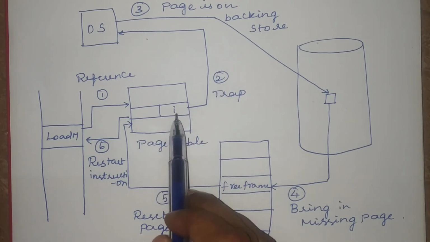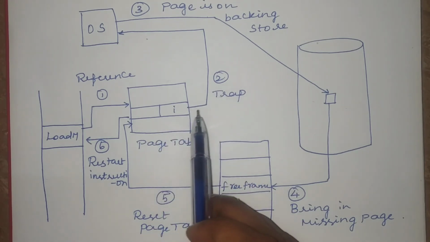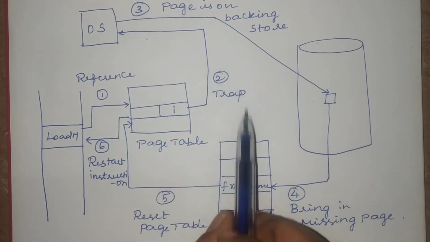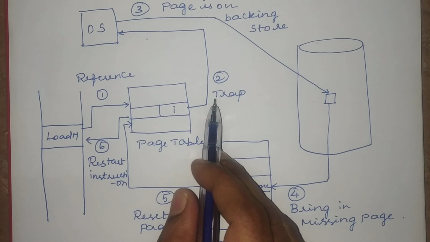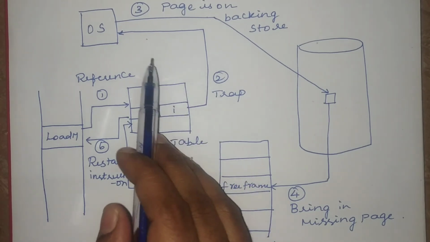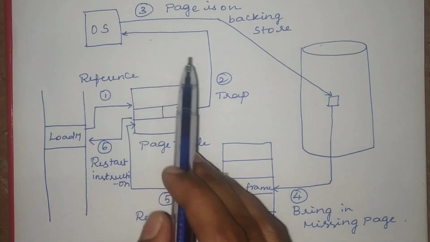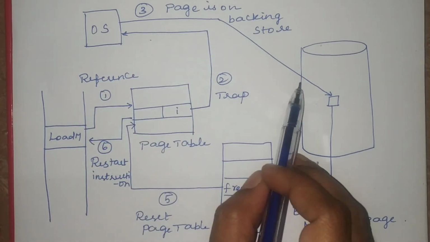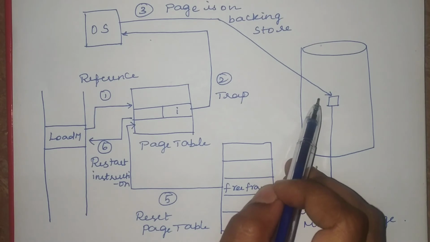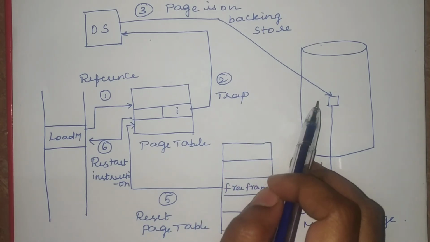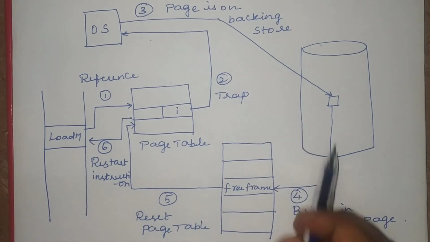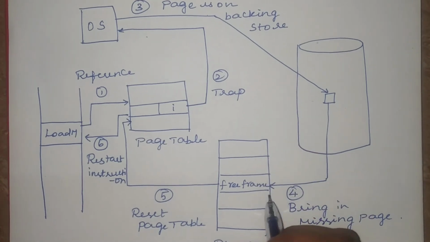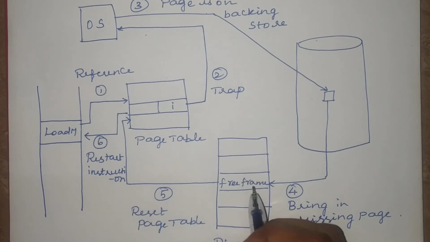The second step is, if the page is not available, then it will produce a trap and that will be sent to the operating system. So what is the trap? A trap is nothing but a kind of error, and it is intimating the operating system to handle that error. So what will the operating system do? It will check whether this required page is available in secondary memory. If the page is available, what will it do? It will transfer that page into the physical memory.